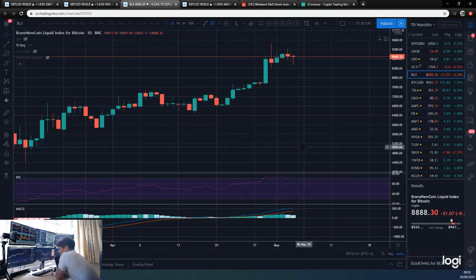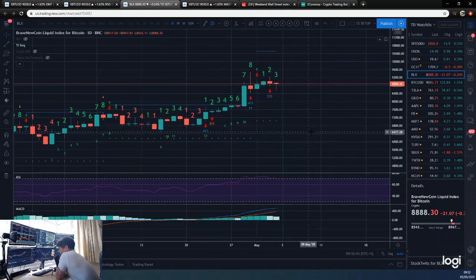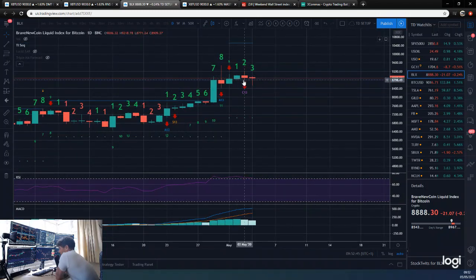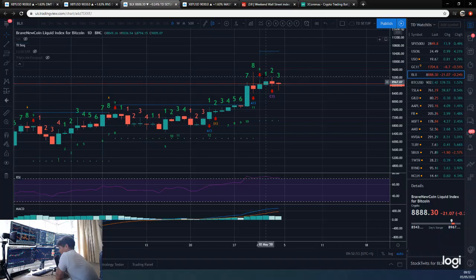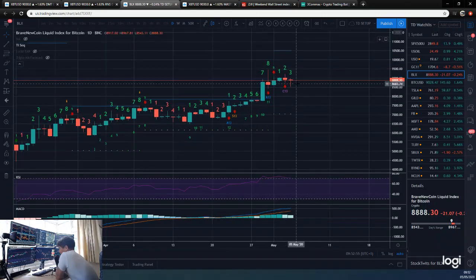Daily, we had the 9 here. Didn't really force price down, but you can see combo 13 here too, and aggressive 13 was there. But yeah, this could turn around. You don't know, it could turn around.